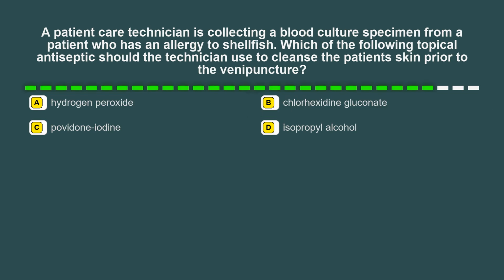Question 42. A patient care technician is collecting a blood culture specimen from a patient who has an allergy to shellfish. Which of the following topical antiseptics should the technician use to cleanse the patient's skin prior to the venipuncture? Option A. Hydrogen peroxide. Option B. Chlorhexidine gluconate. Option C. Povidone-iodine. Option D. Isopropyl alcohol.